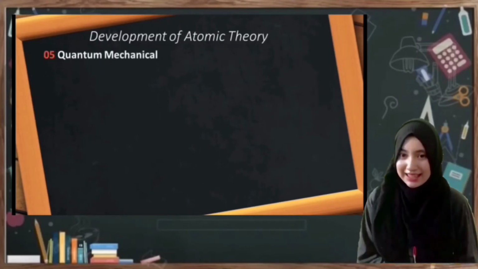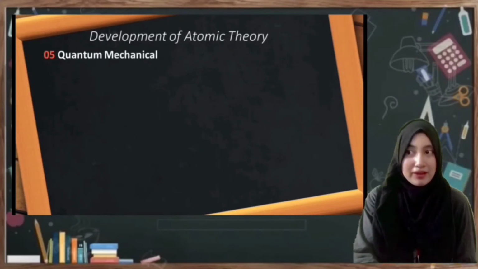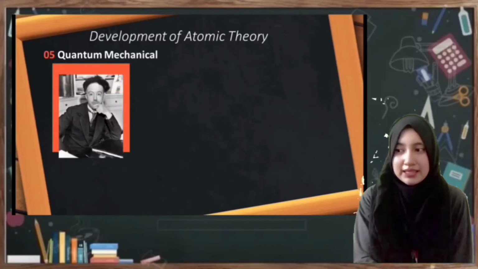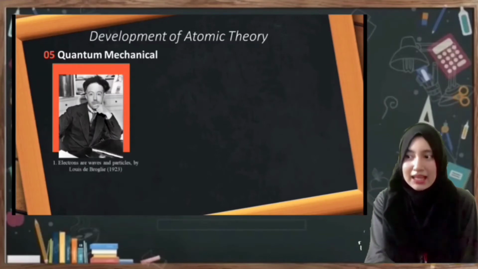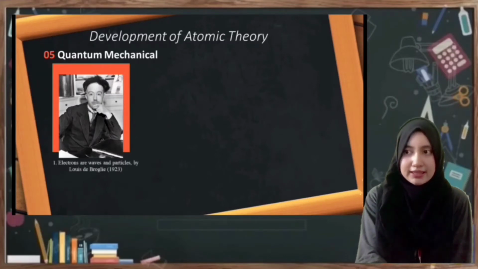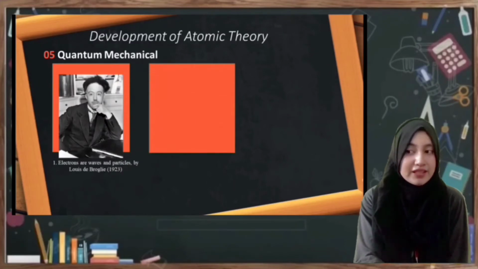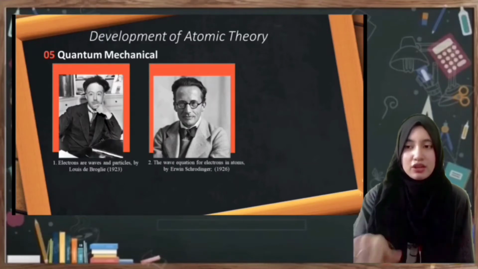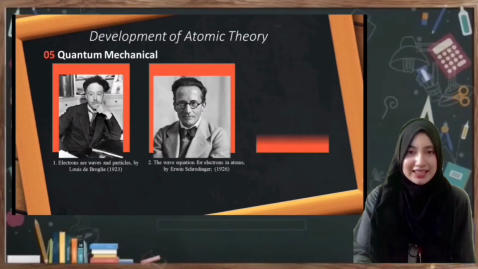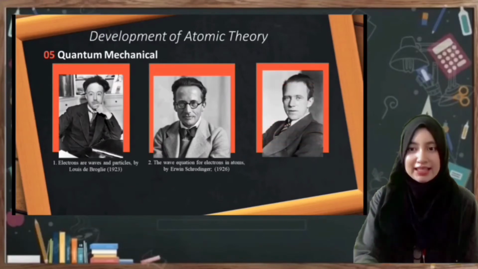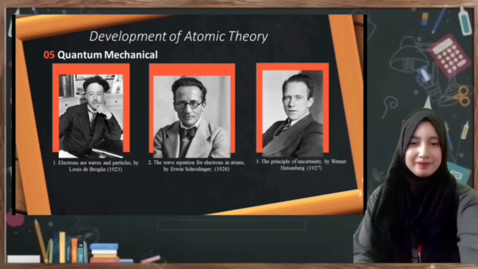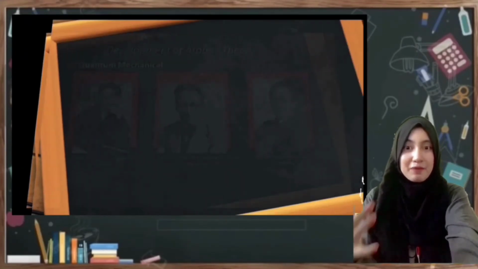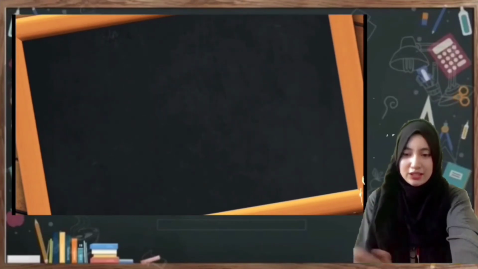The last but not least in the development of atomic theory is quantum mechanics. This is the thesis of Louis de Broglie, who said electrons are waves and particles. Then this is the face of Erwin Schrödinger, with the wave equation for electrons in an atom. And the third is Werner Heisenberg, with the uncertainty principle. Okay, so this is the picture of this theory, electrons in atoms.